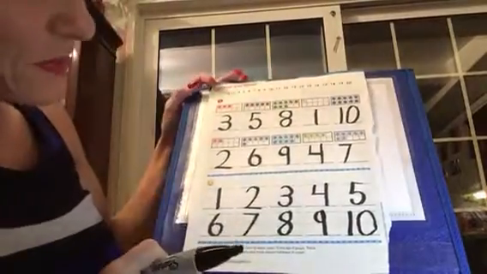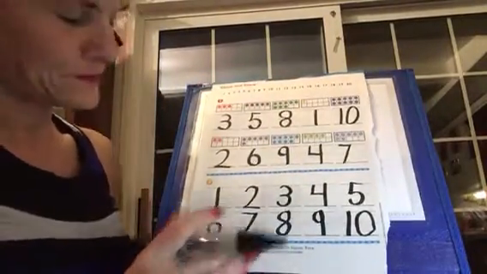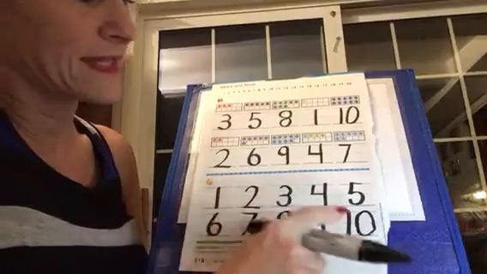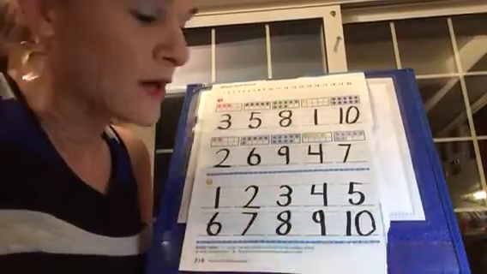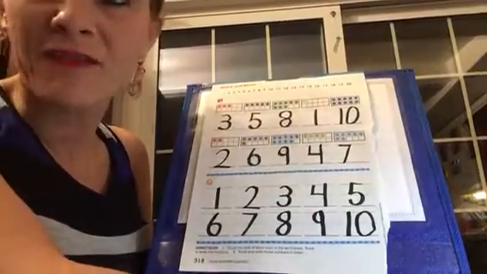All right, boys and girls, we did it. We reviewed writing our numbers from 1 to 10. We also modeled some numbers. I think we're ready for our next part of the lesson, which is counting up from any number.